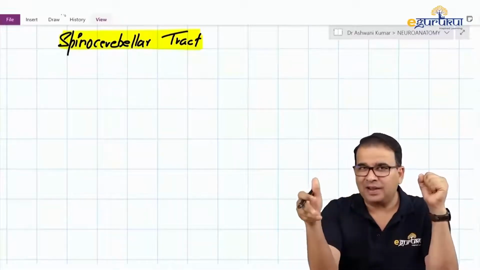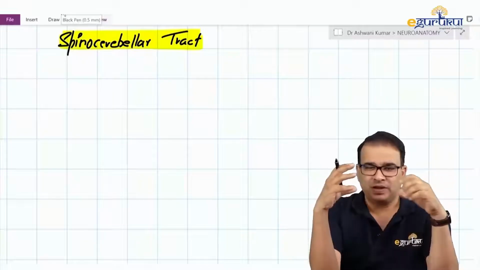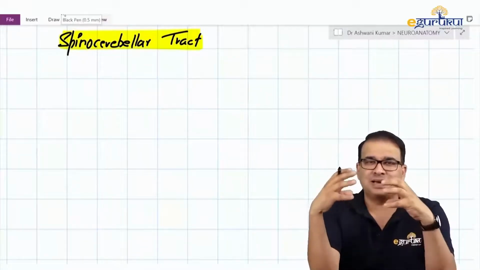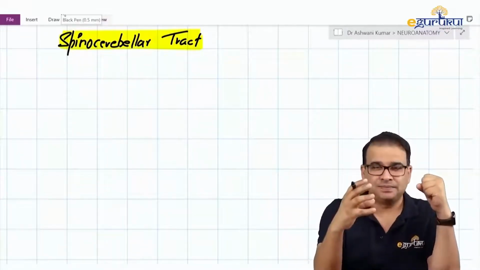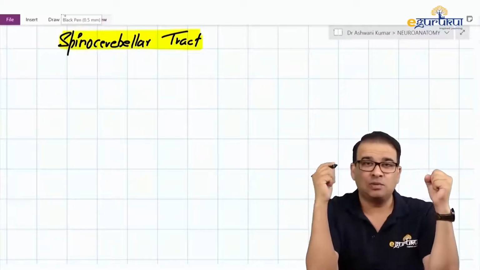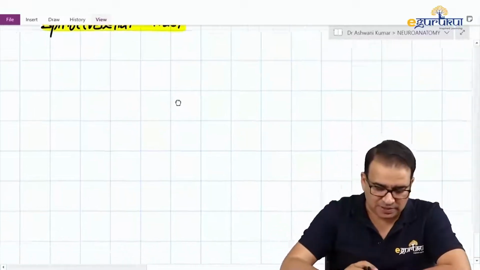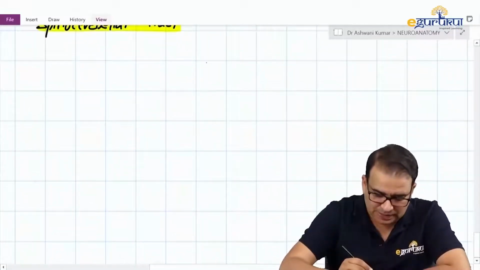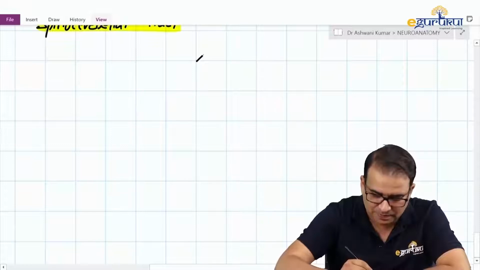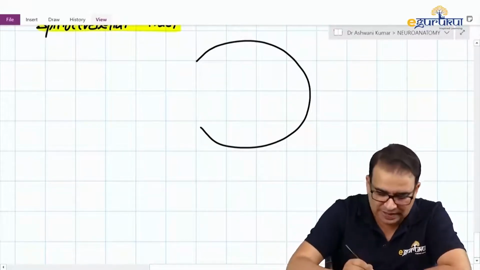But how any tract can go inside or outside the cerebellum is via three white matter bundles which connect the cerebellum to the brainstem, and those are called cerebellar peduncles. Previously we talked about the cerebral peduncle. This is the cerebellar peduncle. Now imagine, let's say this here is the cerebellum, the cerebellar hemisphere. I'm just looking at one side here.